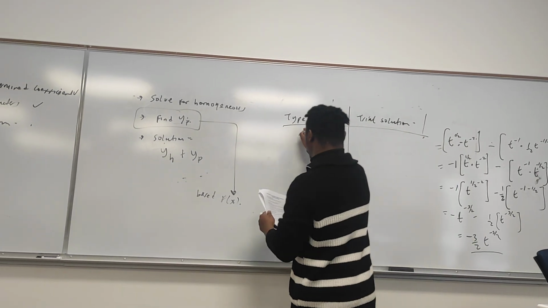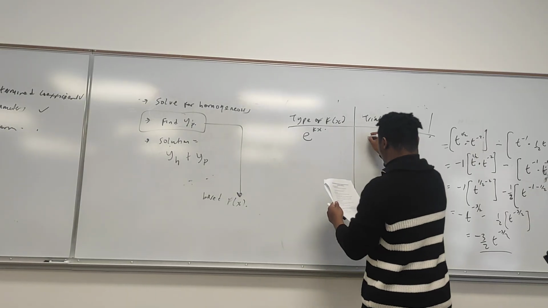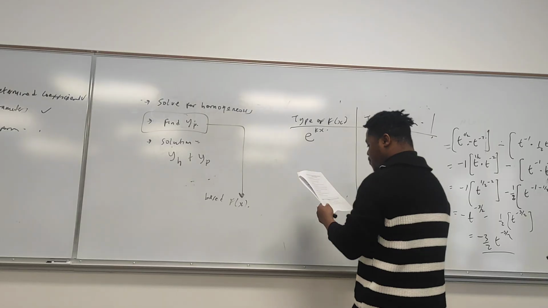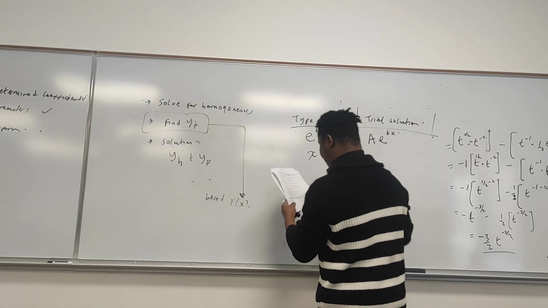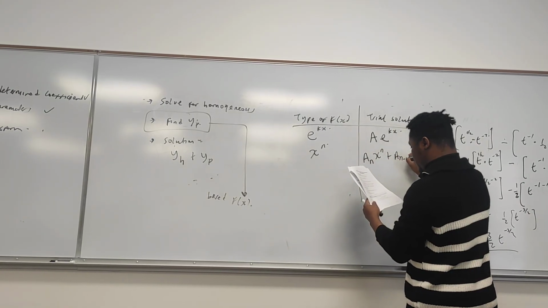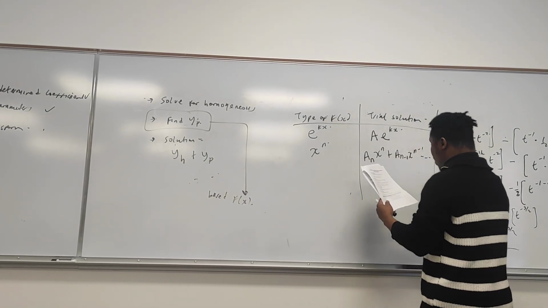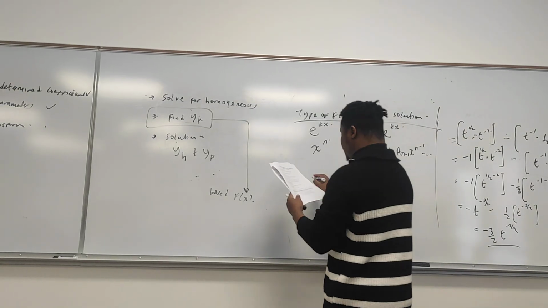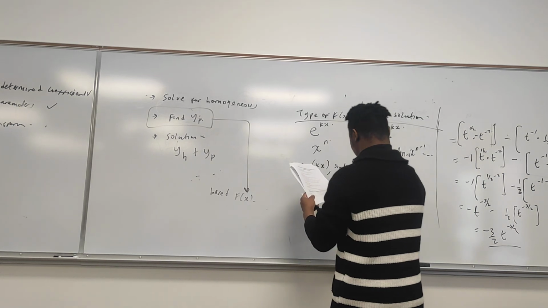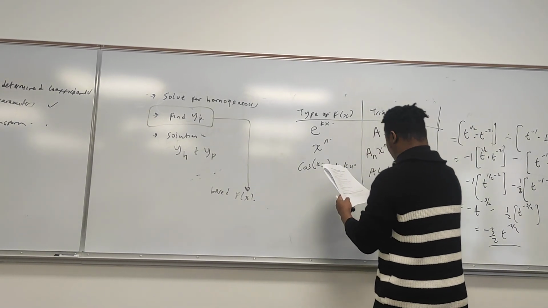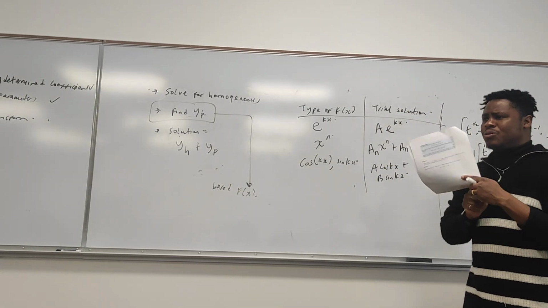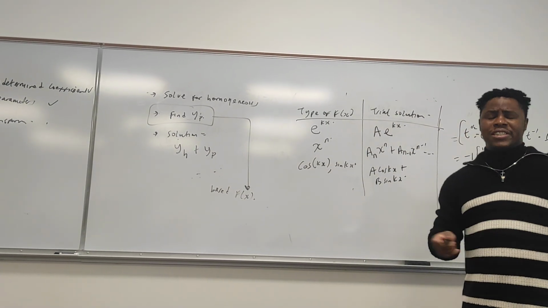So if your f of x is exponential kx, you're going to use a exponential kx. If your f of x is a polynomial, say x raised to the power n, it becomes a n x raised to the power n plus a n minus 1 x raised to the power n minus 1, like that. I will do examples for all of this, don't worry. If your f of x is cos kx or sin kx, it's going to be a cos kx plus b sin kx. Those are the 3 most important functions you will do. Everything we do in this class will cover this.